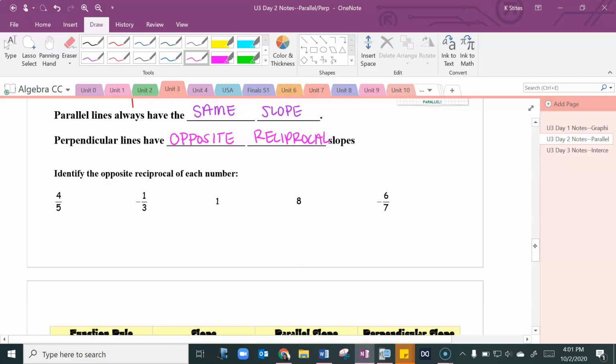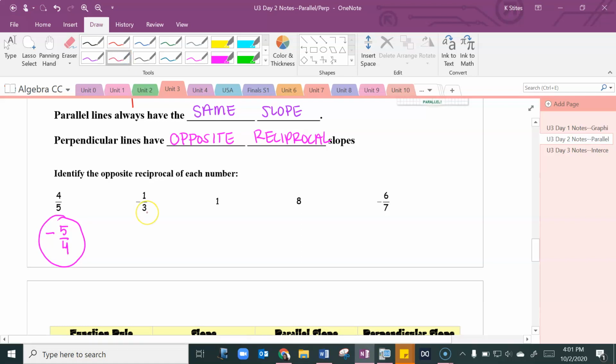So for example, opposite means a positive and a negative. So the opposite of a positive is a negative, the opposite of a negative is a positive. Reciprocal means that we flip the number over. So when we do an opposite reciprocal, we're going to take your 4/5, which is a positive, we're going to change it to a negative, and we're going to flip it over. This is the opposite reciprocal.